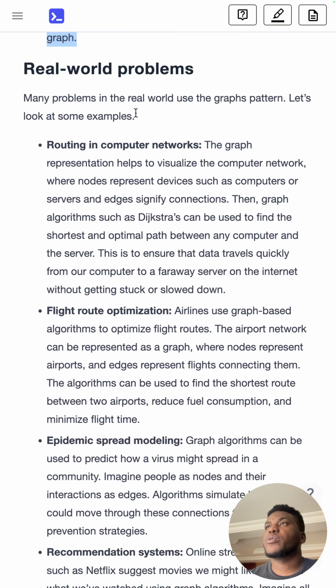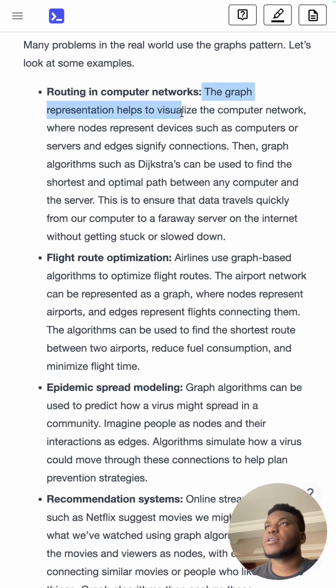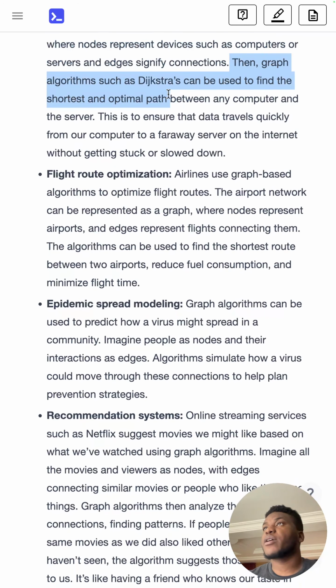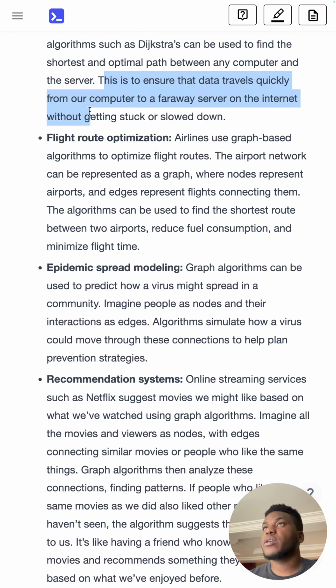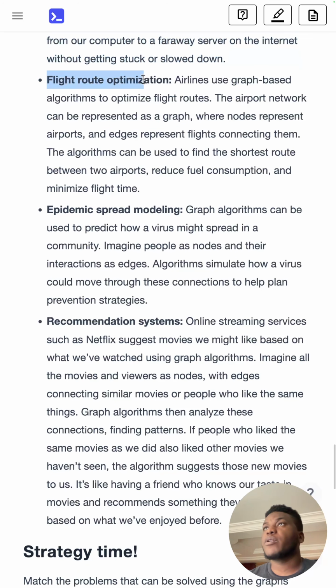And here are some real world problems. So many use the graph pattern. And let's check them out. Routing. The graph representation helps to visualize the computer network, where nodes represent devices such as computers or servers and edges signify connections. Then graph algorithms like Dijkstra's can be used to find the shortest and optimal path between any computer and server. This is to ensure that data travels quickly from your computer to a faraway server on the internet without getting stuck or slowed down.